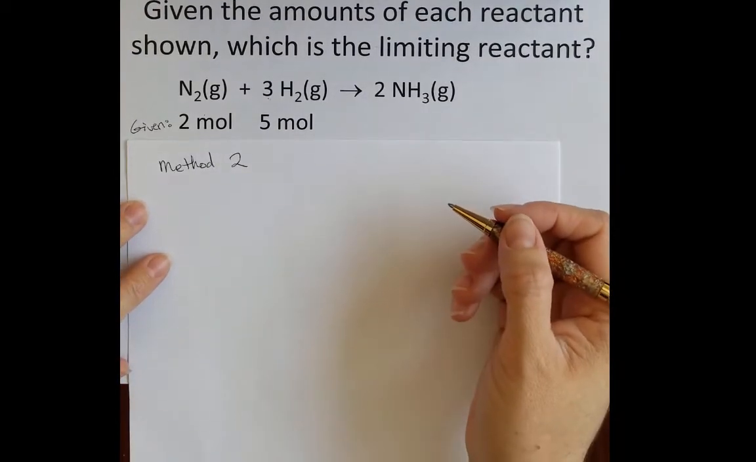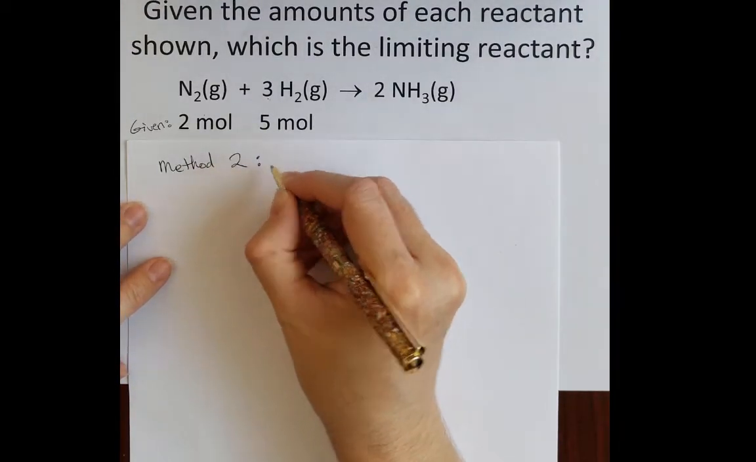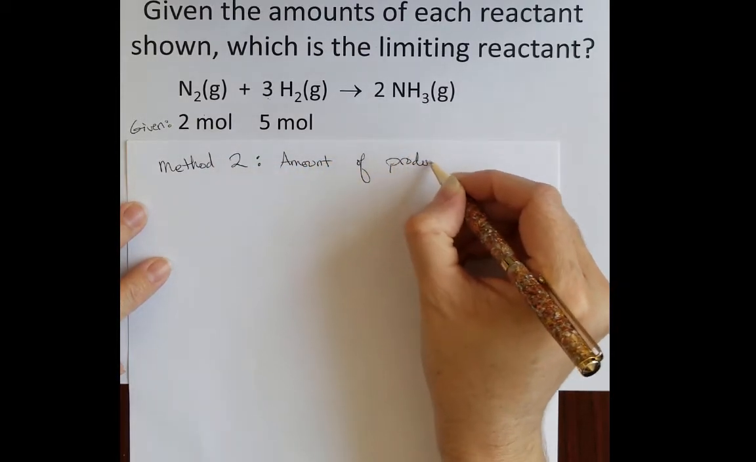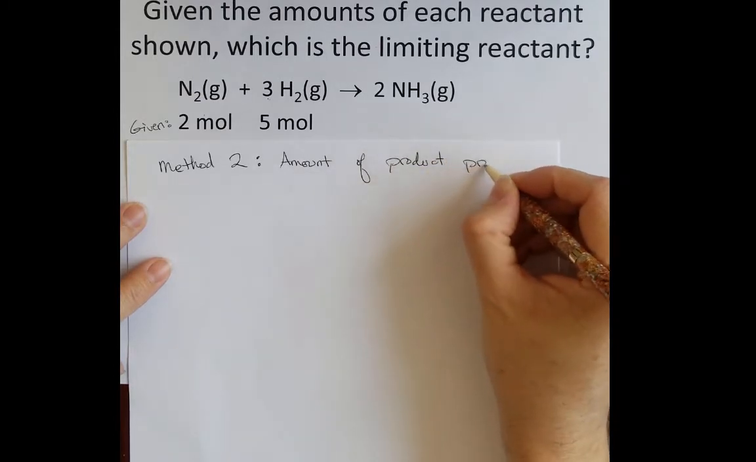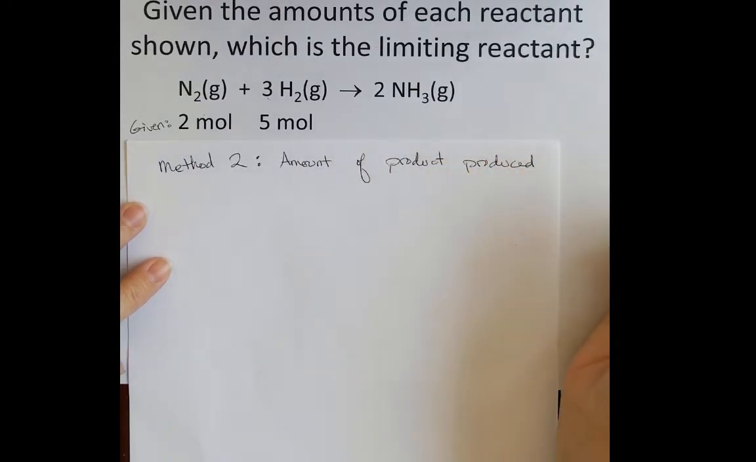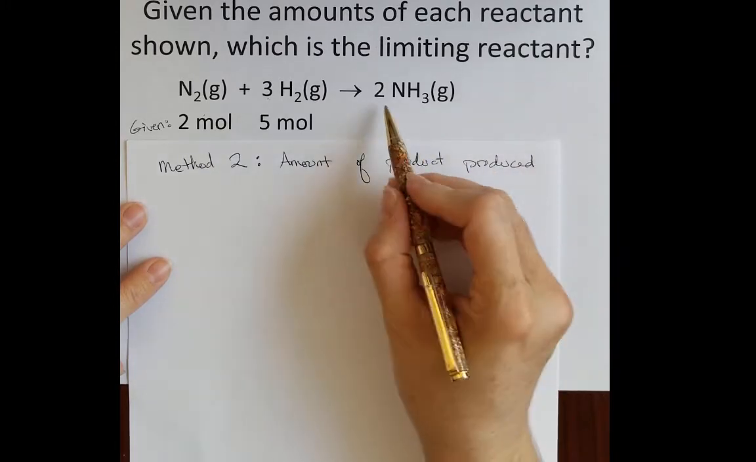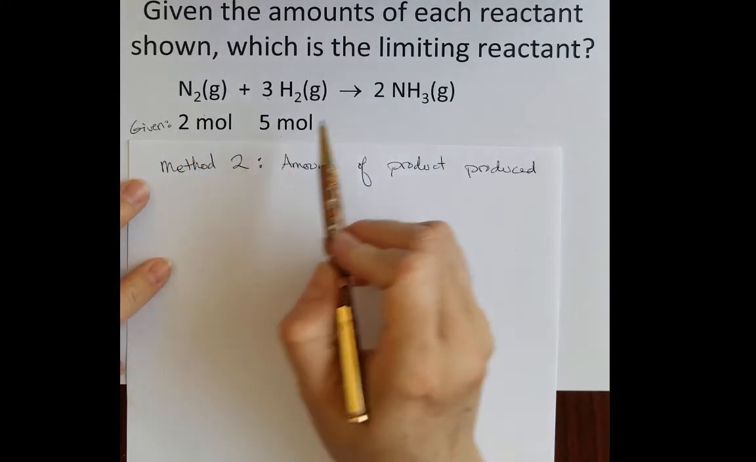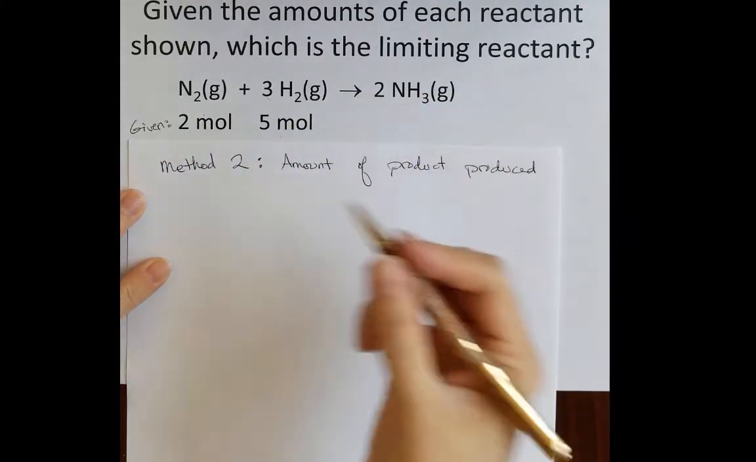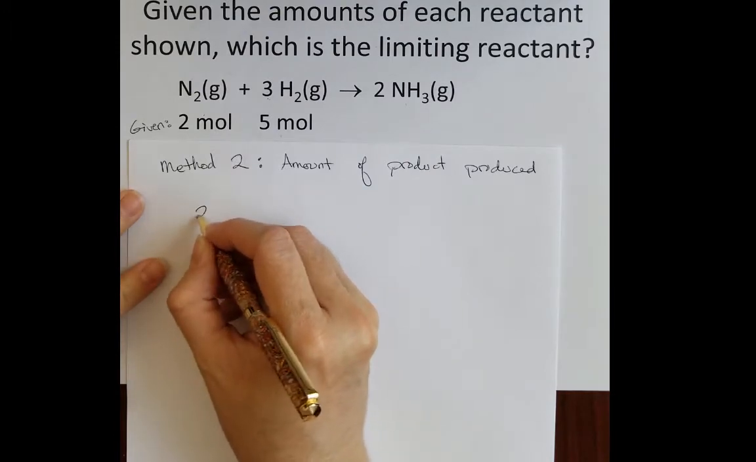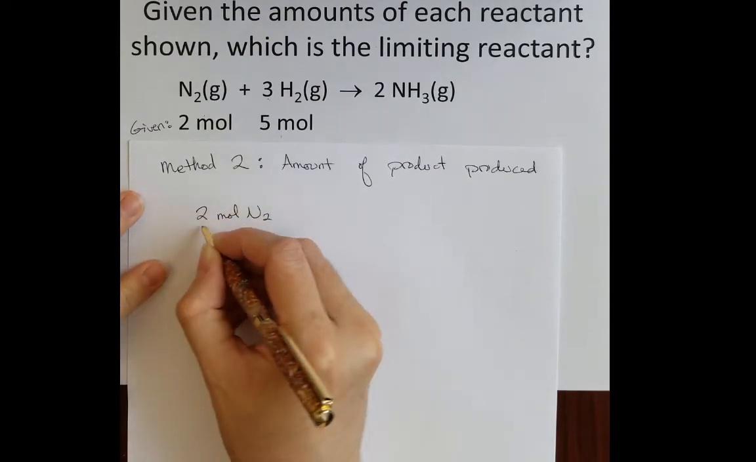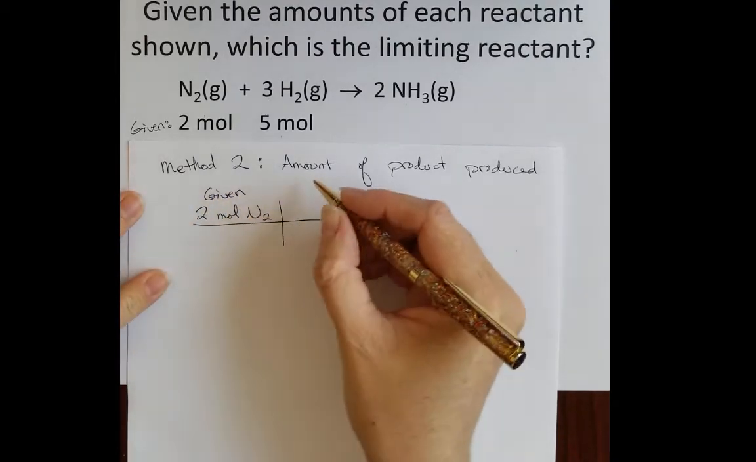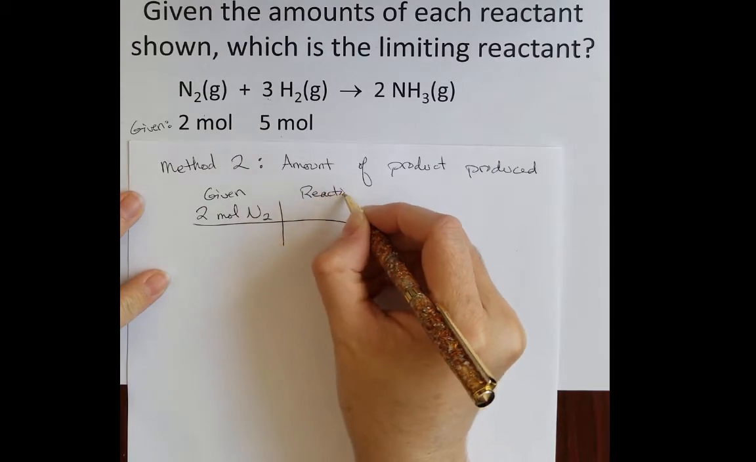This next method is where you look at the amount of product produced. This one can be especially useful when the goal is to figure out how much product you're going to make in the first place. So in this case, we're going to take the givens that we have and solve for the amount of ammonia that they would make. Again, I'm going to wind up doing this twice. I'm going to start with my 2 moles of nitrogen, so this is my given, then I'm going to use my reaction coefficients.